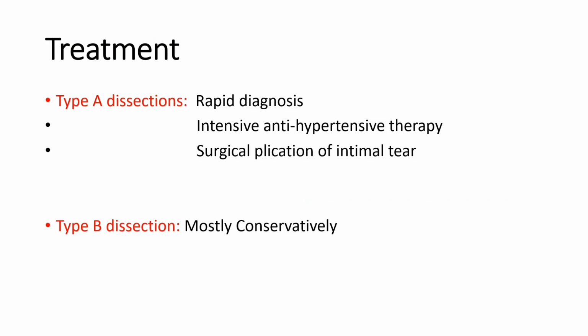Treatment. For type A dissection, the most important factor is rapid diagnosis and intensive antihypertensive therapy. And then there is surgical plication of the intimal tear. In type B dissection, it is treated mostly conservatively.